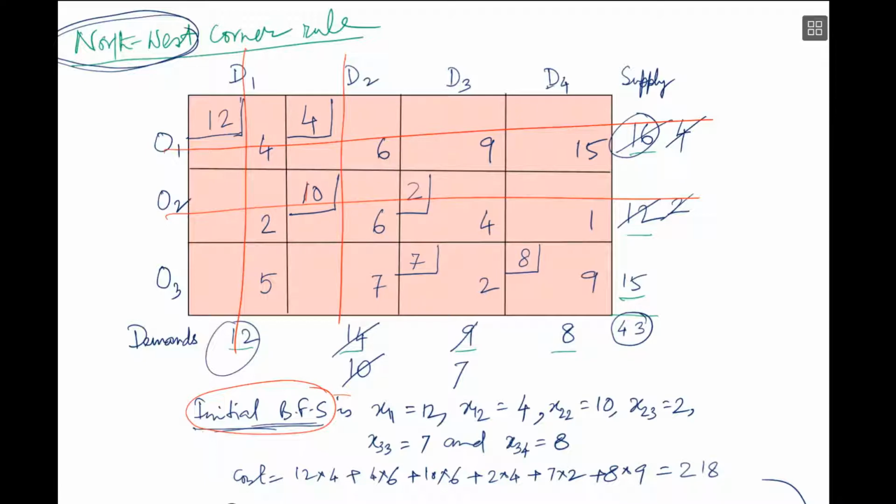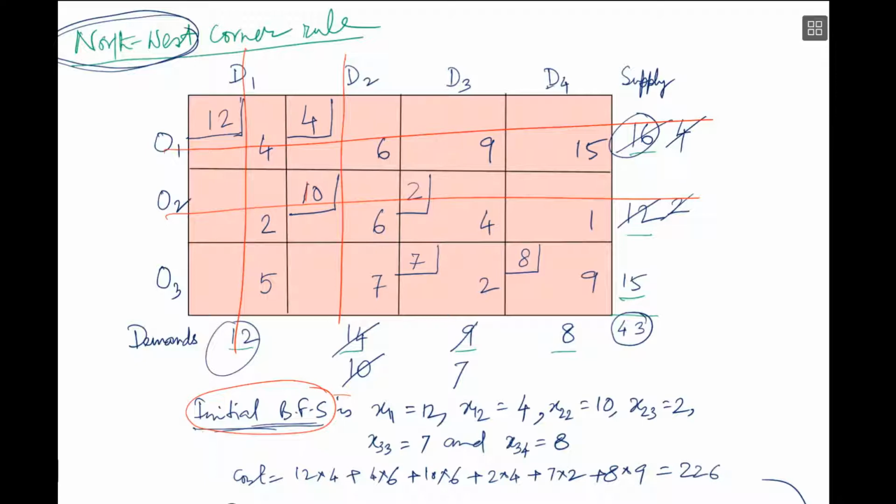So in the last class, we have seen how to find an initial basic feasible solution of a transportation problem using northwest corner rule. And for this given problem, we have seen that the cost regarding the initial basic feasible solution x11 equals 12, x12 equals 4, x22 equals 10, x23 equals 2, x33 equals 7 and x34 equals 8 is 200. It was wrongly reported as 218. It will actually be 226.